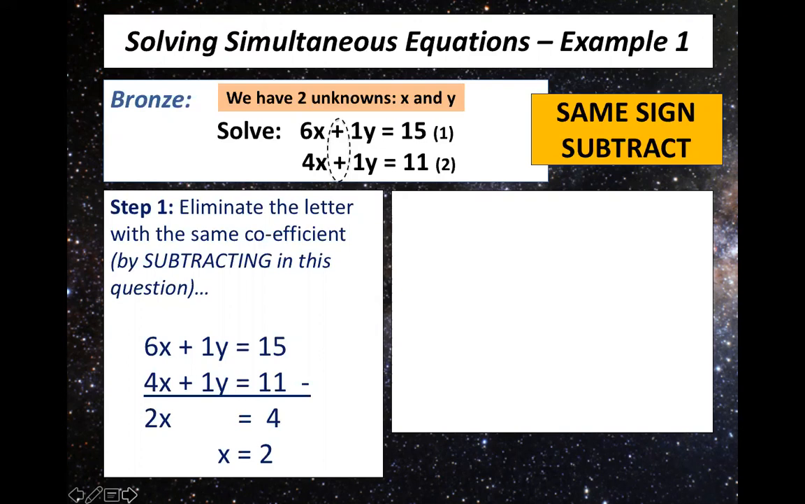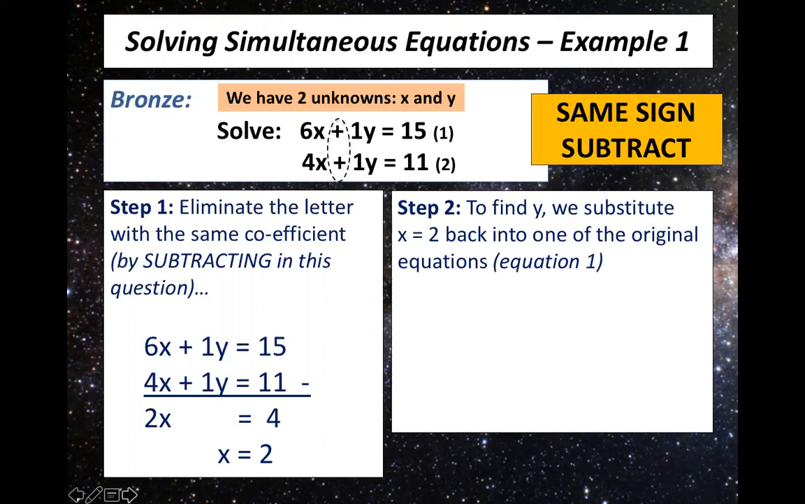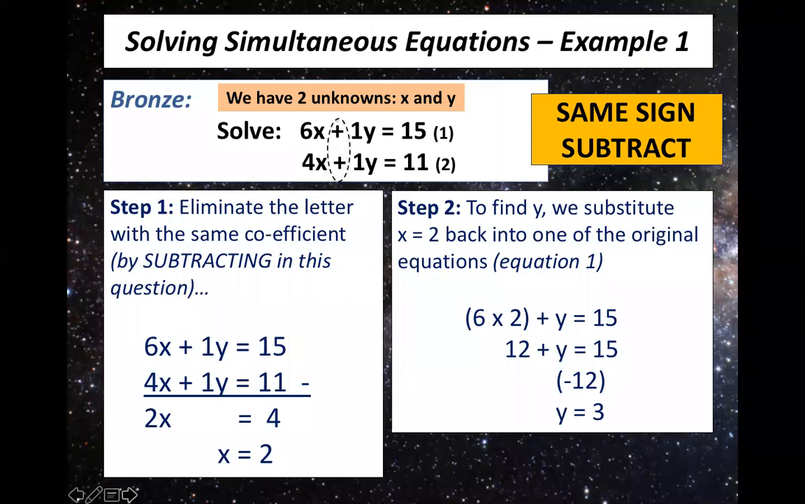4 divided by 2. And then to find y, I know what x is, so I substitute the x value back into any of the equations. In this case, choose equation 1, but it can be equation 2 as well. I put x as 2 because I already found x is 2, and then I'm left with y. So 12 plus y is 15. y is 15 minus 12. y is equals to 3.